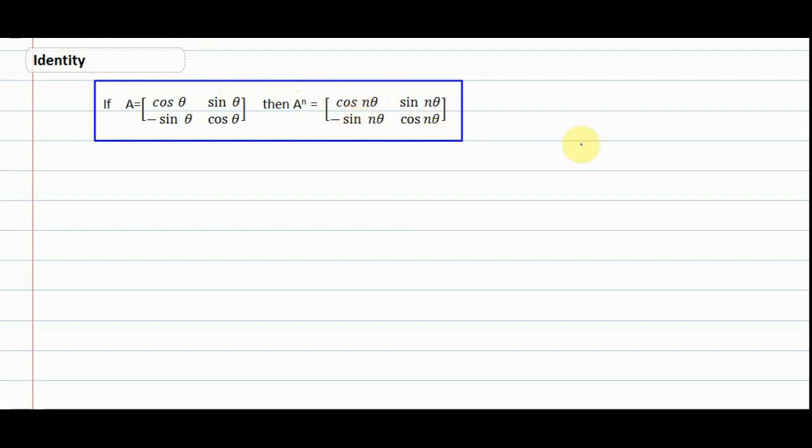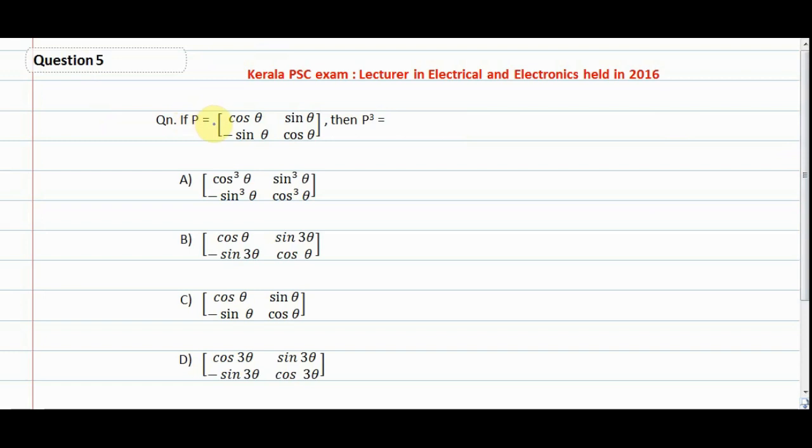So now let's see one question related to this identity. If P is equal to [cos theta, sin theta; minus sin theta, cos theta], then P raised to 3 is equal to. You may pause the video and think about the answer. Please make use of the identity we discussed just now. Here the right answer is option D, [cos 3 theta, sin 3 theta; minus sin 3 theta, cos 3 theta]. So here we have to calculate P raised to 3, so you have to replace theta with 3 theta.